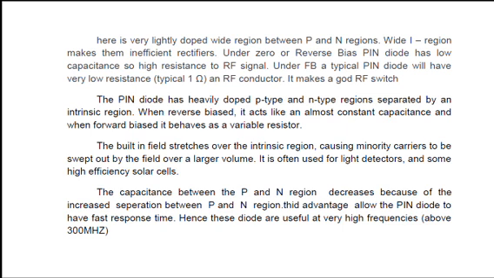Here there is a very lightly doped region between the N and P regions, and the heavily doped regions are separated by the intrinsic region. When reverse bias is applied to it, it produces a constant capacitance. When forward biased, it behaves as a variable resistor.